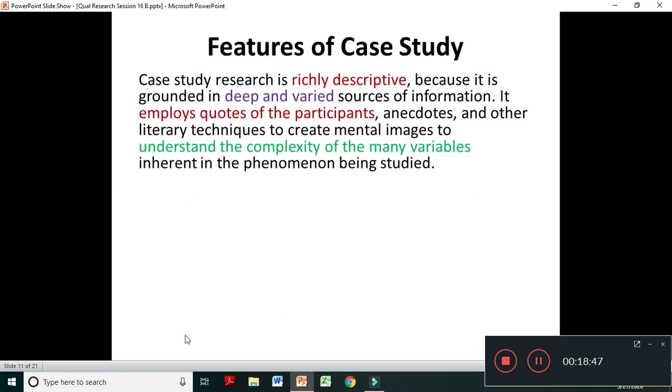So another feature of case study research is that it is richly descriptive because it is grounded in deep and varied sources of information. When you do a case study, you collect data from different sources of information. You collect data from different people. You may collect data from other sources like attendance records, documents, or observation. So when you write a case study report, the case study researchers employ quotes of the participants, anecdotes, and other literary techniques to create mental images to understand the complexity of the many variables inherent in the phenomenon being studied.